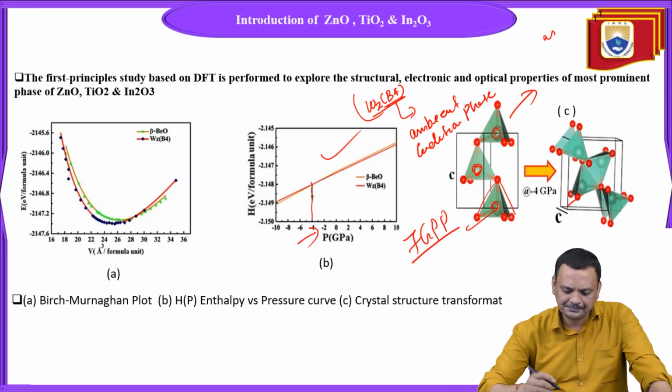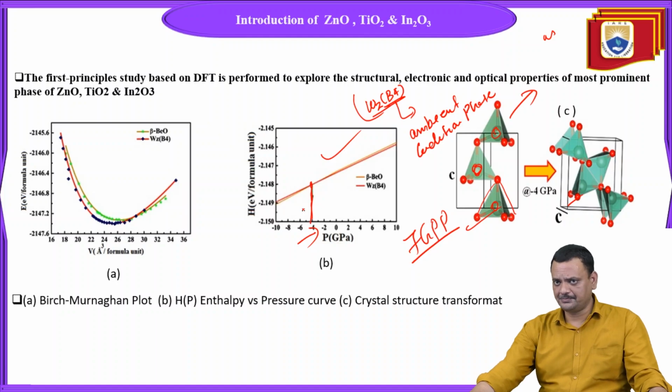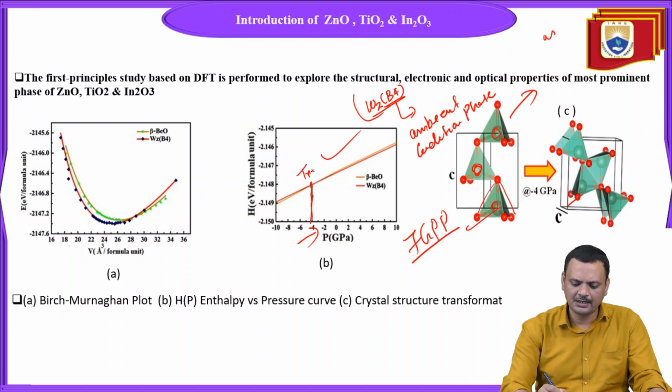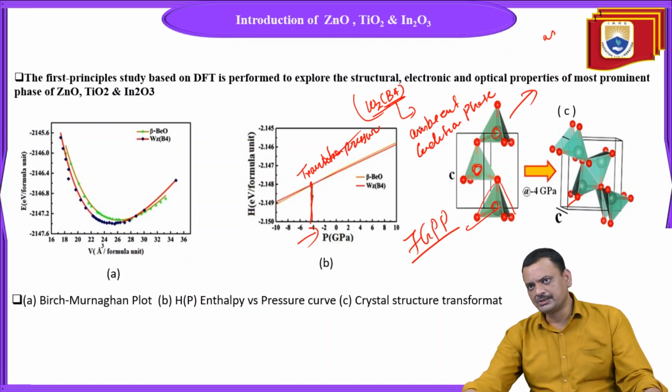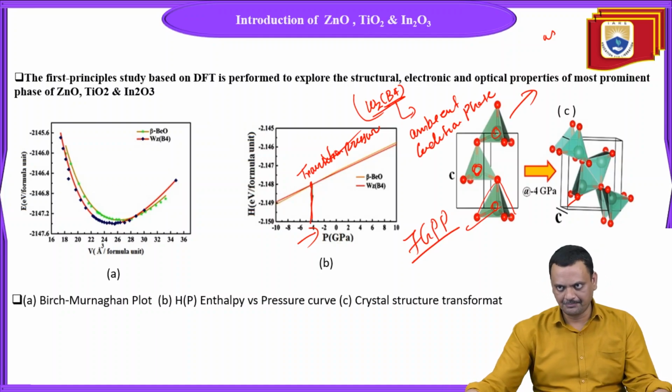So this is the transition pressure point, where the wurtzite B4 phase is converted into the BeO phase, actually the beta BeO phase of zinc oxide.